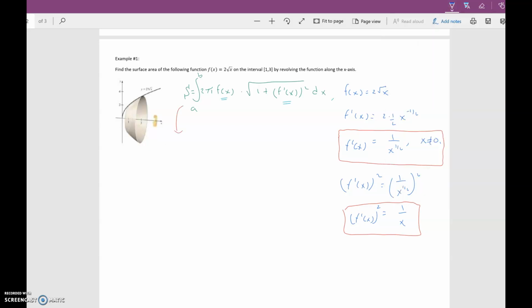So we still have that the surface area is going to be equal to, and in this case we're looking at 1 to 3, and it'll have a 2 pi times 2 square root of x, and then square root of 1 plus, and the derivative of the function squared ended up being 1 over x dx. And technically we still have this huge square root.